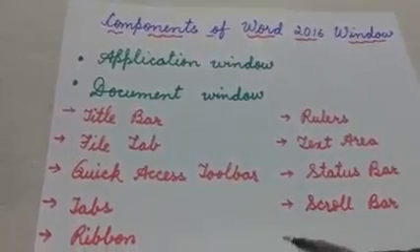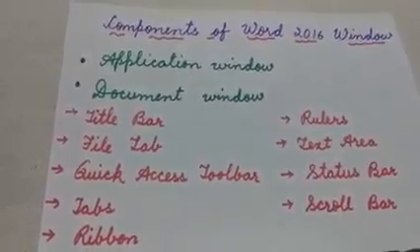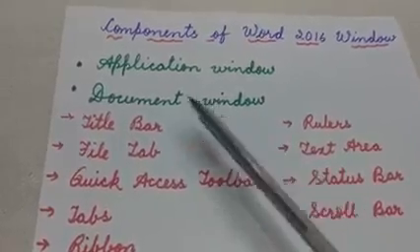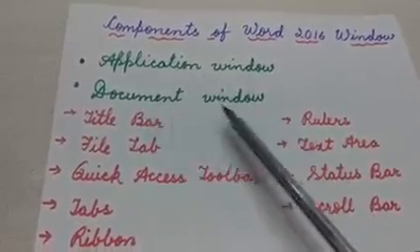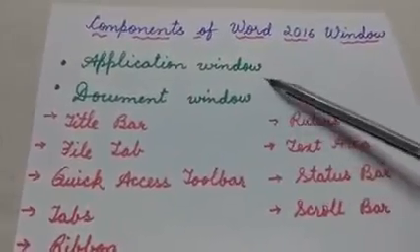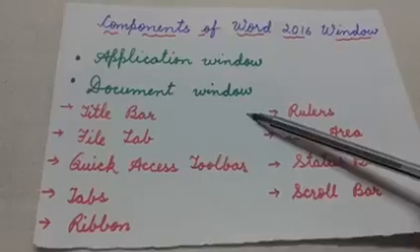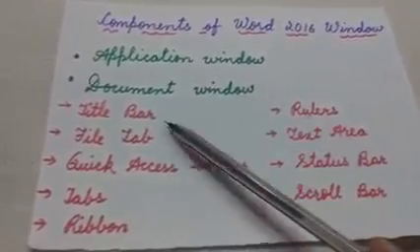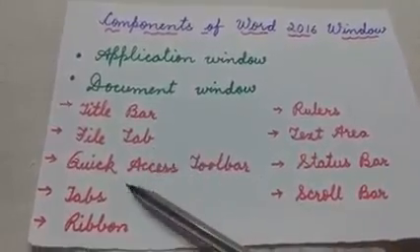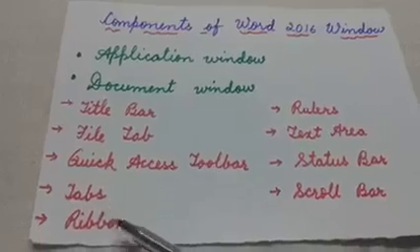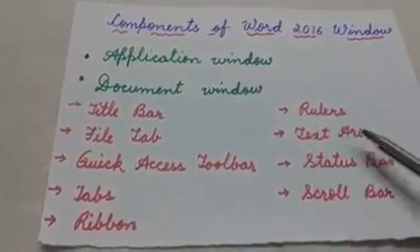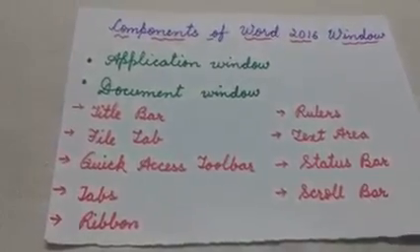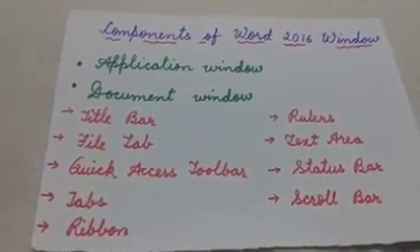Next children, components of Word 2016 window. So what are the components of Word 2016? Application window and document window. The two main windows are application window and document window. Under document window comes title bar, file tab, quick access toolbar, tabs, ribbon, rulers, text area, status bar and scroll bar. Now let us see these in detail.